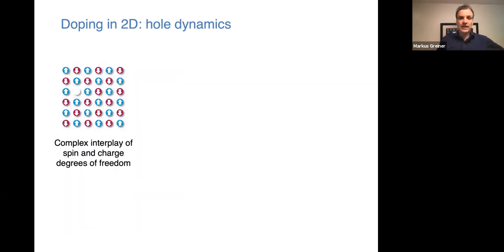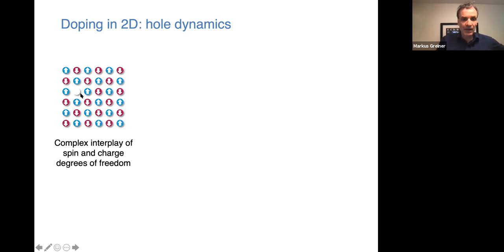But let's go to 2D, because there it becomes much more interesting. And I think that gives you a bit of a flavor for why these models, where you have antiferromagnetism on one hand, but also moving, itinerant holes on the other hand, are so complex and also so difficult to compute.